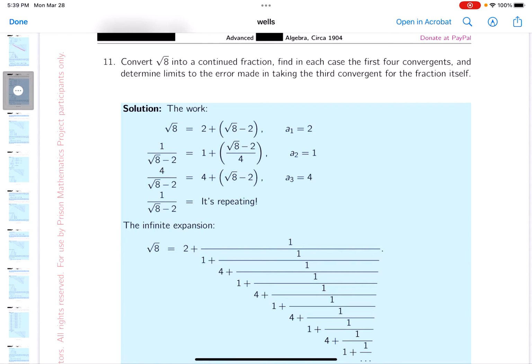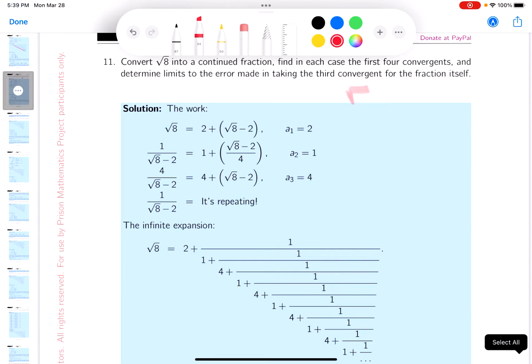Okay, so the root of 8, whoops, let's go back to my pen, right? The root of 8, let's take a look at that. Well, it's certainly closer to 9 than it is to 4, but we need a proper fraction here. So we're going to say 2 plus root 8 minus 2.